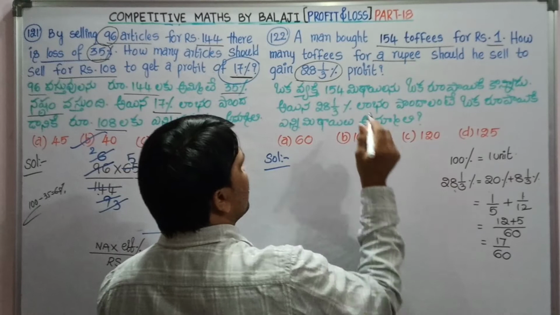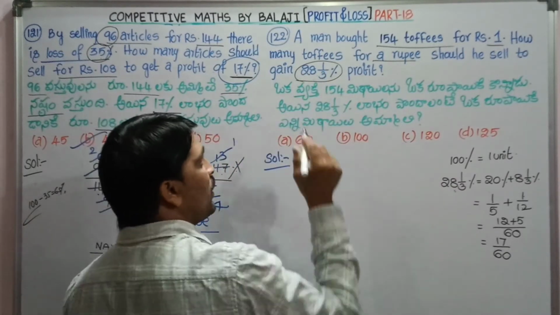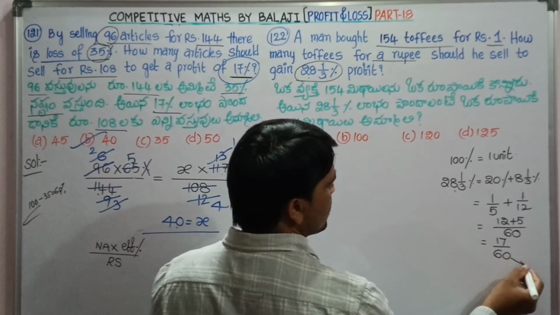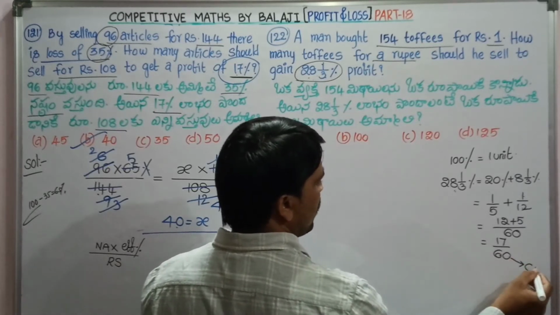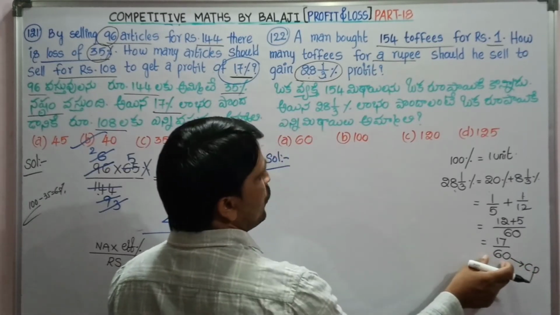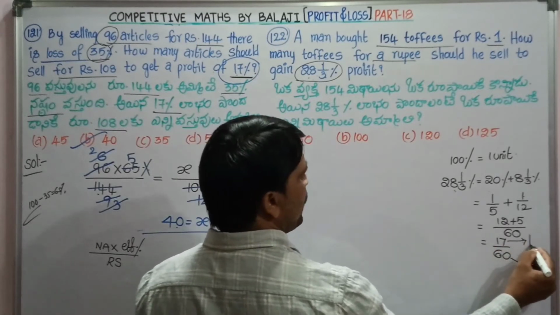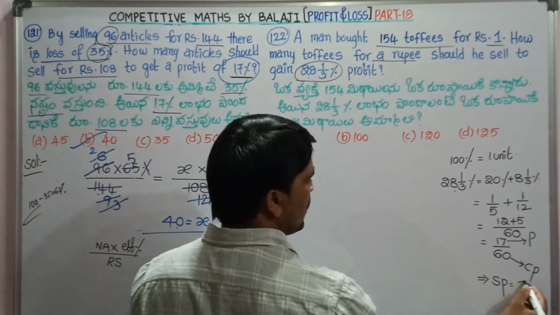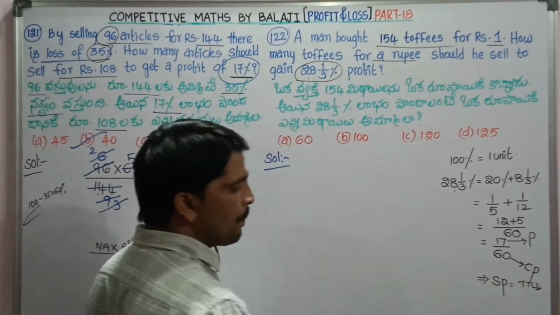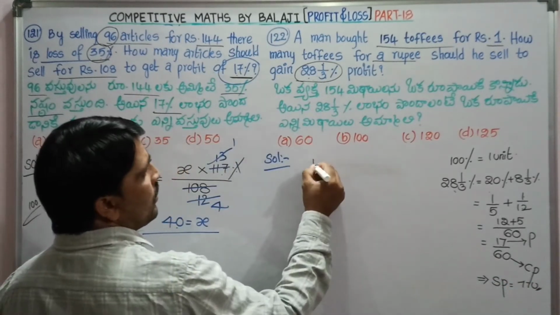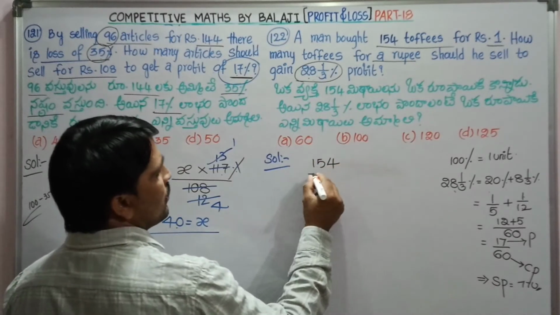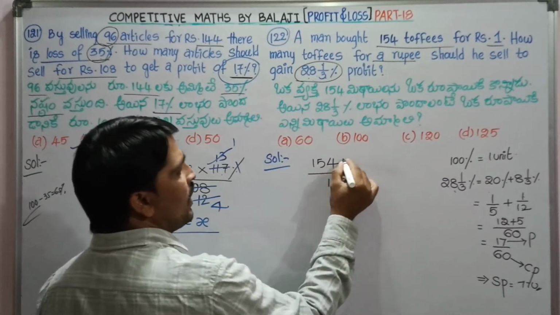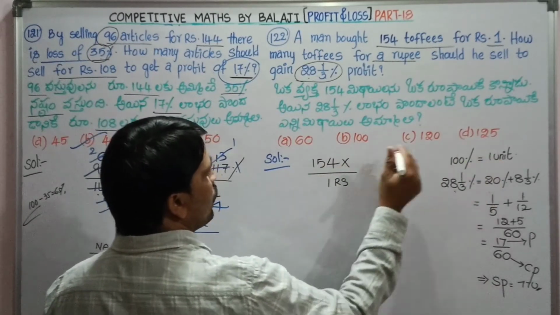This is profit. Actually 28 whole 1/3% is profit. Profit or loss is always calculated on CP, so the denominator is CP. If the cost price is 60 units, then we have to get 17 units profit. In this case, SP is 77 units. He bought 154 toffees for 1 rupee. His investment is 1 rupee. Investment is nothing but 100%. 100% equals 1 unit.